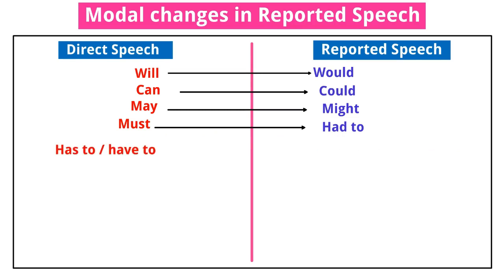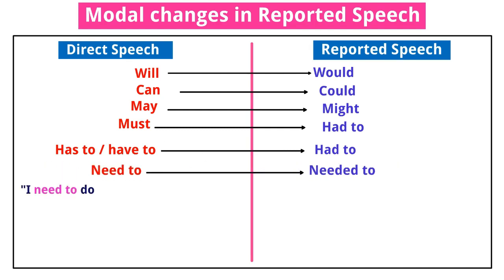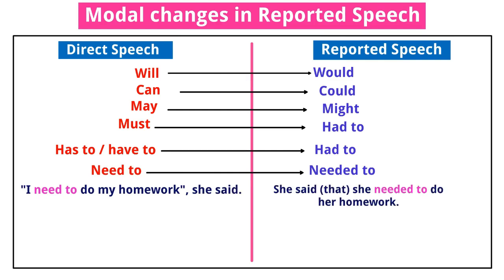Has to and have to become had to. For example, "I have to go now," he said. He said that he had to go then. Need to becomes needed to. For example, "I need to do my homework," she said. She said that she needed to do her homework.